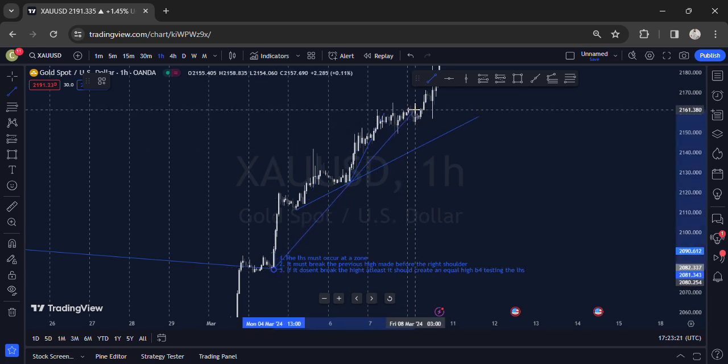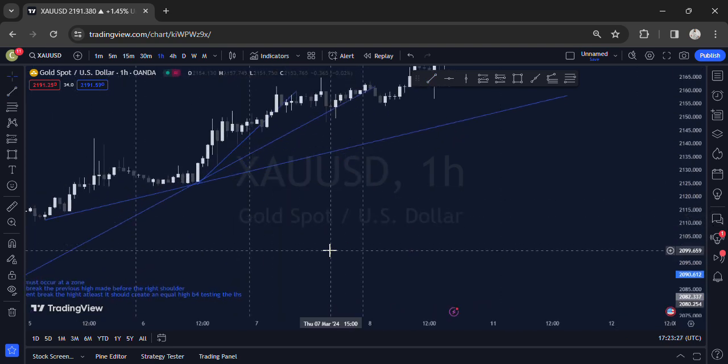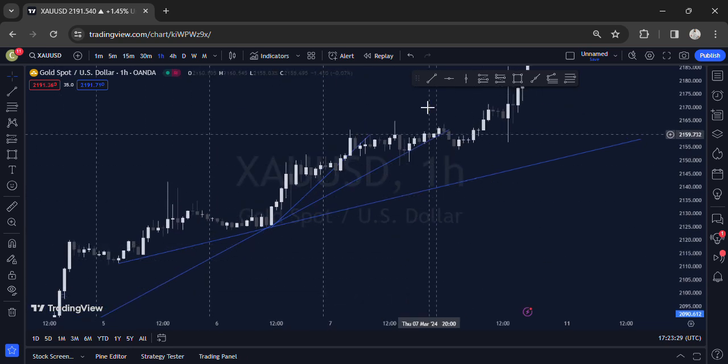I don't know if I'll be able to find it in the midst of the crowd. This was one trend line. Let's see if we had another. Okay, this was another trend line.